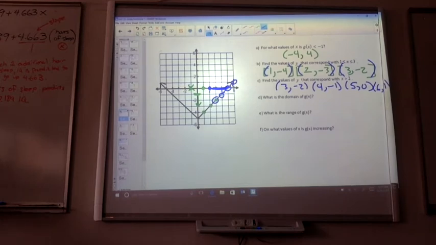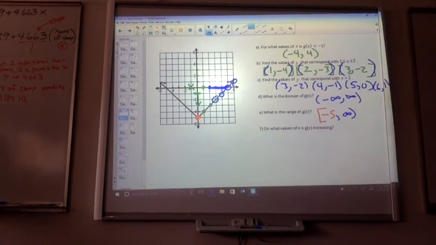What is the domain of g at x? It goes forever left and right, so it's negative to positive infinity. What is the range? Well, it's pointing up, so it's going to end at infinity. What's my lowest value in the y direction? Right there. What is the y component of that? The x component is 0. What's the y component? Negative 5. Okay? So the range, and we can start with a square bracket because we include it.